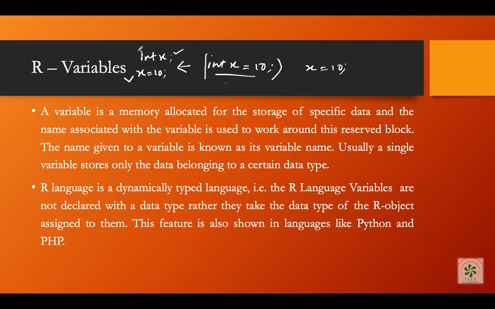Whenever we declare the variable, at the time of declaration, the memory will be allocated to X, and after that we are putting the value to X. Now, in terms of R or other languages like Python or PHP, where a dynamic type is given to the variable, at X equal to 10, only at that point will the memory be allocated to X, and the data type of X will be defined based on it. So this is happening in R. That's why R is called a dynamically typed language.